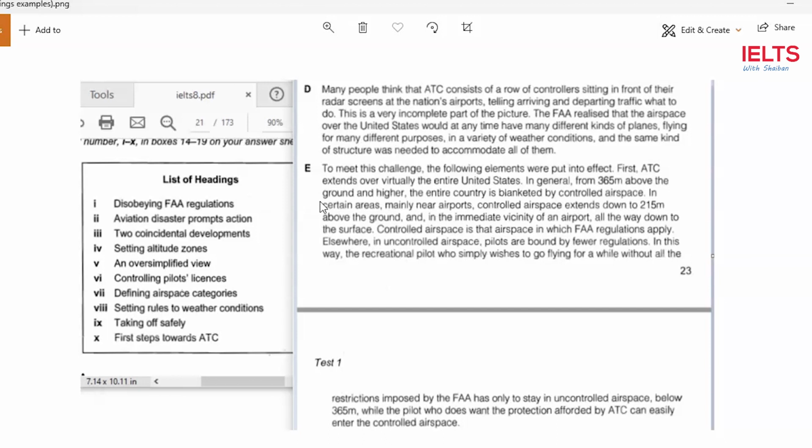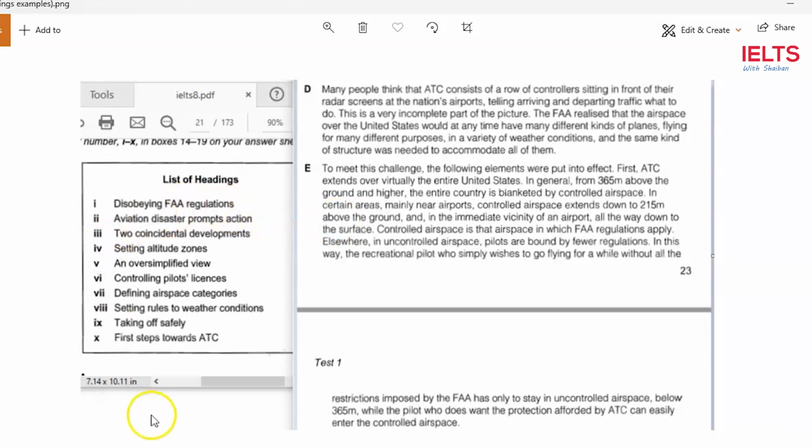Then he gives examples about heights, 365 meters above the ground and higher. Then we have the entire country is blanketed by controlled airspace, and in certain areas, mainly near airports, controlled airspace extends down to 215 meters. So I can see 365, 215 meters. So he's talking about altitudes or heights here. So which heading talks about this?